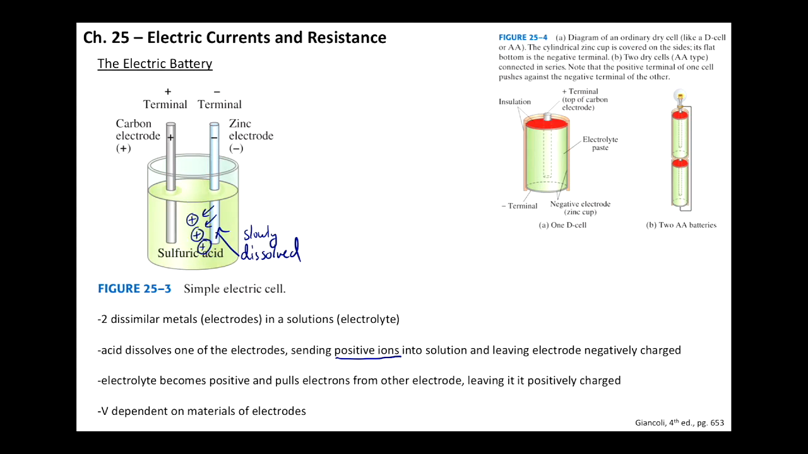How's that? Yay, fun. So if I do that, that's going to leave net negative charge on that particular electrode. So let's just go ahead and fill that in with negatives. But simultaneously, the acid, which is also known as the electrolyte, is becoming net positive because positive ions are heading there, which means that now it's going to attract electrons from the other electrode. So now we might imagine that negatives are going this way, negative, negative, negative, leaving net positive on that electrode.